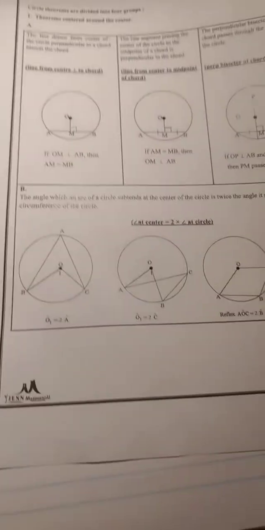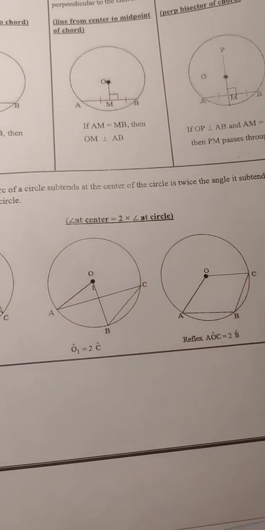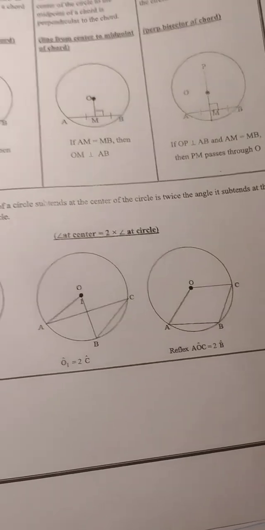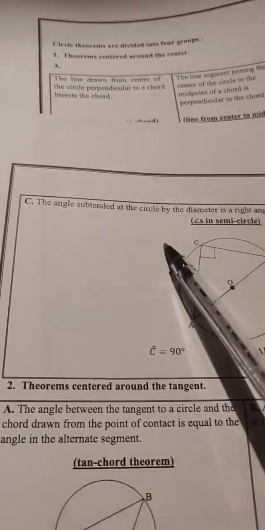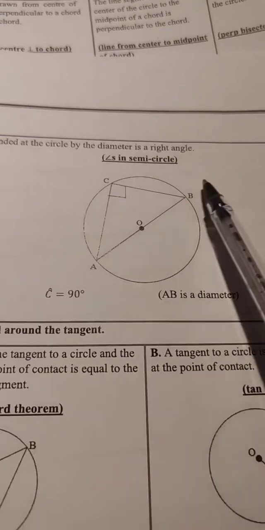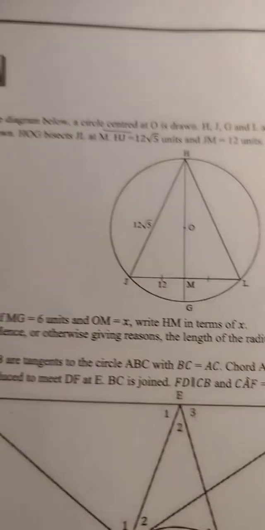So we have those theorems that we have just touched on, which are still fresh in our minds, and we can use them for the purpose of answering questions. Then we have, obviously, the angle subtended at the circle by the diameter is a right angle. And we spoke about the specifics: if AB is the diameter, as long as the triangle is formed from the end points of the diameter, then we can say the angle is 90 degrees.